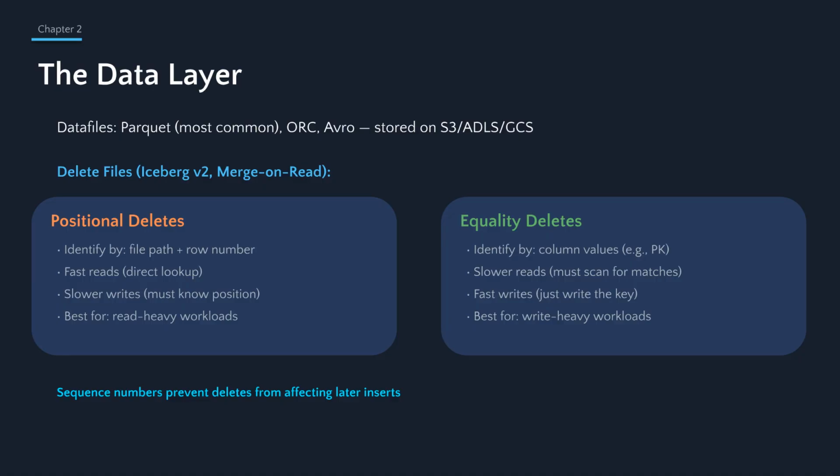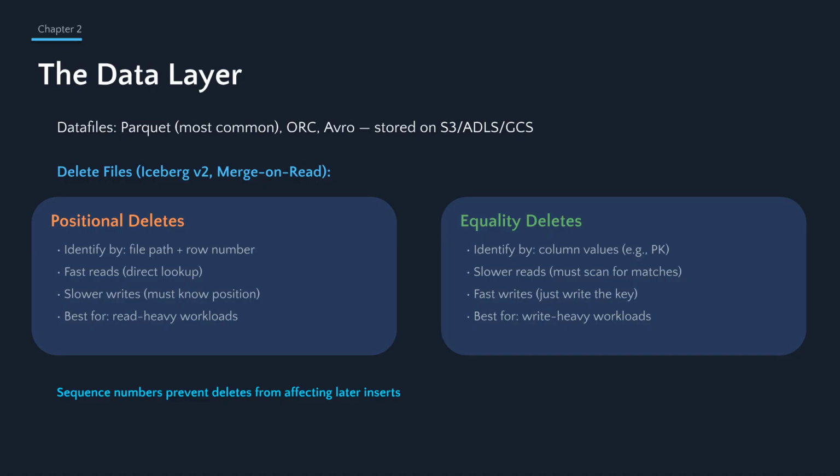Starting at the bottom, the data layer. This is where your actual data lives, stored as files on object storage like S3 or ADLS. Iceberg is file format agnostic, meaning it supports Parquet, ORC, and Avro. In practice, the majority use Parquet because its columnar structure is perfect for analytics.